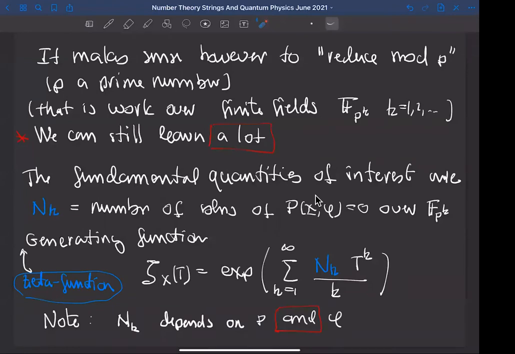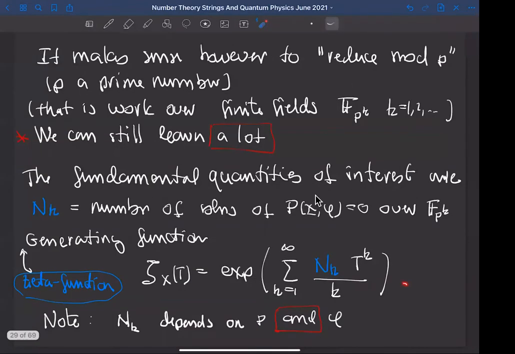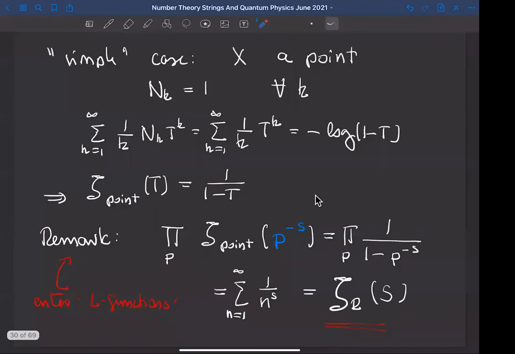And why? Because the ingredients are your polynomial, so you will have a number for each phi. The simplest possible case is, of course, not a Calabi-Yau, it's a point. If you want to consider this setup, consider a point. Over a finite field, you always have one point. So you put one here in the exponent of the zeta function. So this is the series for minus the logarithm of one over one minus t. So the zeta function is one minus t. That all looks boring and trivial.